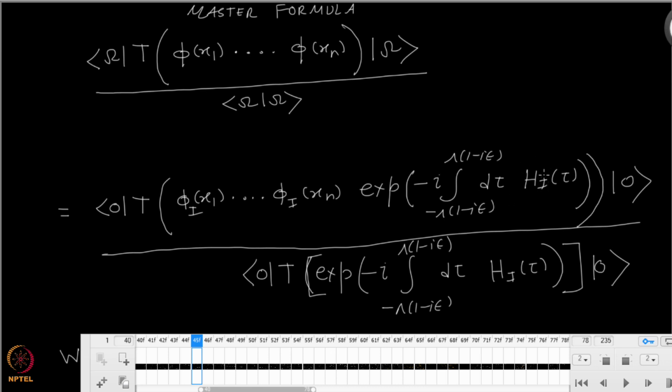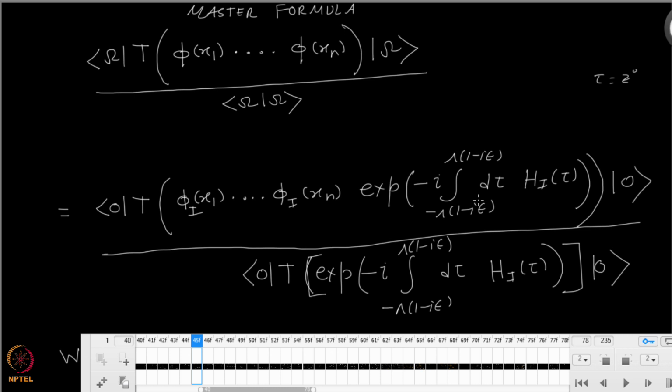Okay, and H is the interacting part of the Hamiltonian, which is further an integral over the Hamiltonian density. So there is a d^3 z here, and then calling tau as z naught, you have basically d^4 z, that is the notation that we have used, but the time component z naught runs from minus lambda 1 minus i epsilon to this. These are imaginary numbers, not real numbers.